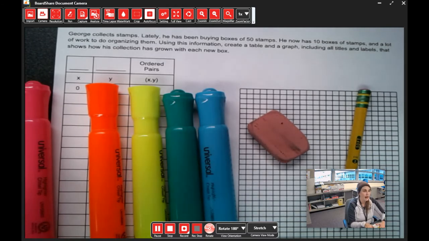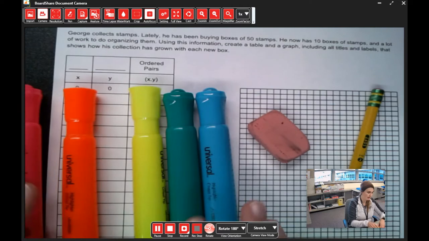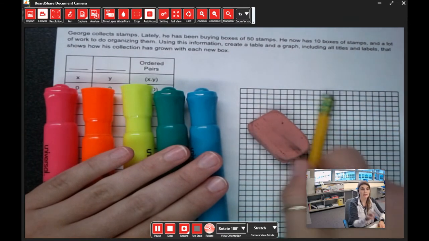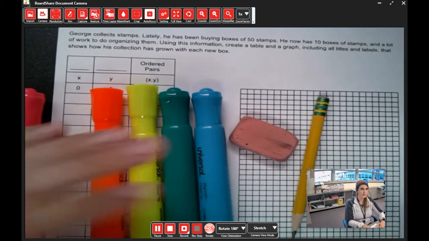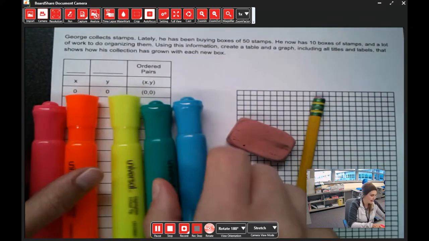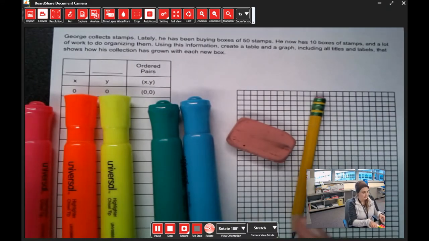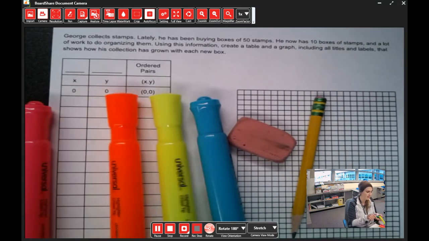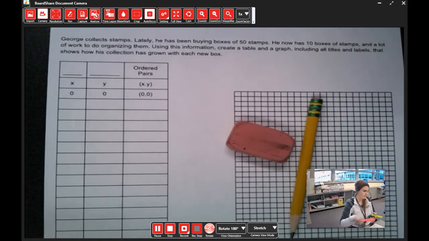So highlighters might not be crazy important, but I still like to use them every time for my own sanity, and it looks cool. And then, of course, I have my pencil, and I have my eraser in case I make any mistakes. So let's start by reading the problem. I can see that I'm going to have an X and a Y, so I'm going to pick two colors. Feeling orange and yellow. All right.